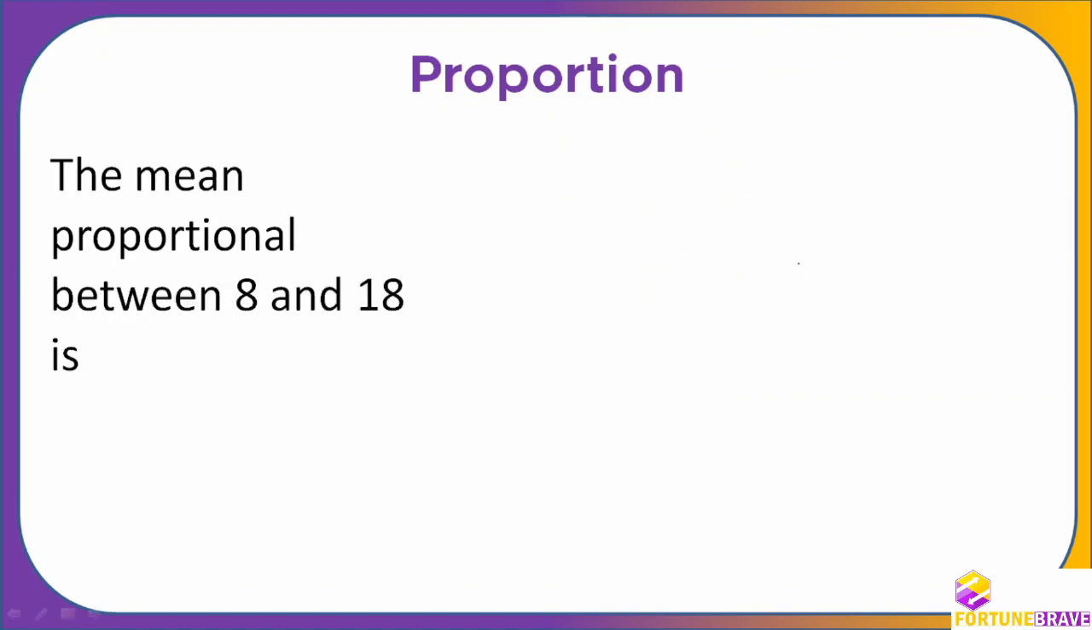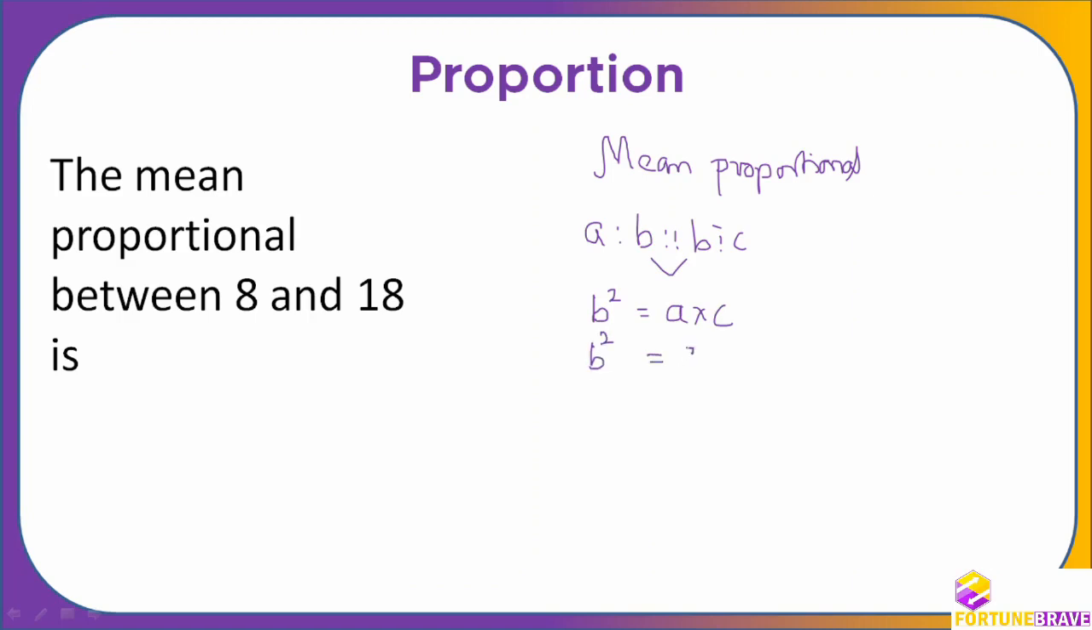Okay, so next question, the mean proportional between 8 and 18. Now again, see, they are saying mean proportional. When they are saying mean proportional, we have to find out what here. This is A is to B as B is to C. So we have to find out B. We know B square is equal to A into C. So we have to find B square first, and then we'll convert it into B.